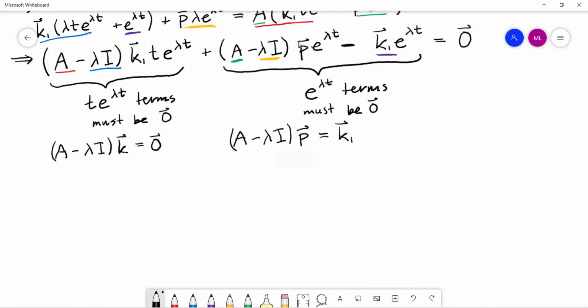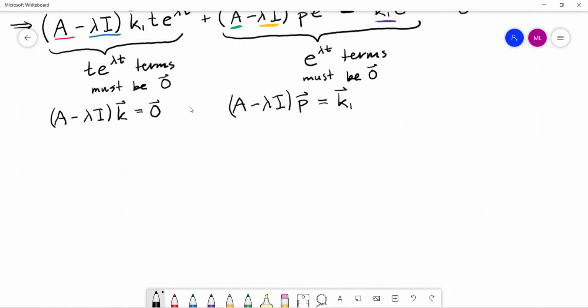This is what would force this to go to 0, so that this term would cancel this term. So if A minus lambda I times p was the same thing as k, then this term subtracting this term, they'd be equal to each other and we'd be subtracting them, and they would go to 0, exactly as we want. So this is the condition that we need to find p. We need to ensure that this happens so that this whole term goes to 0. So this is already satisfied automatically. We've already done this, and this is how we find p.